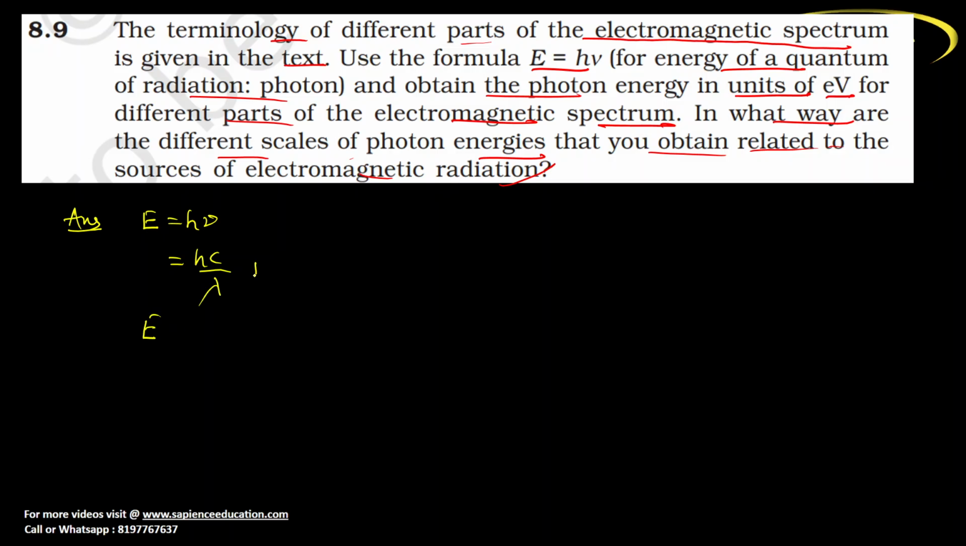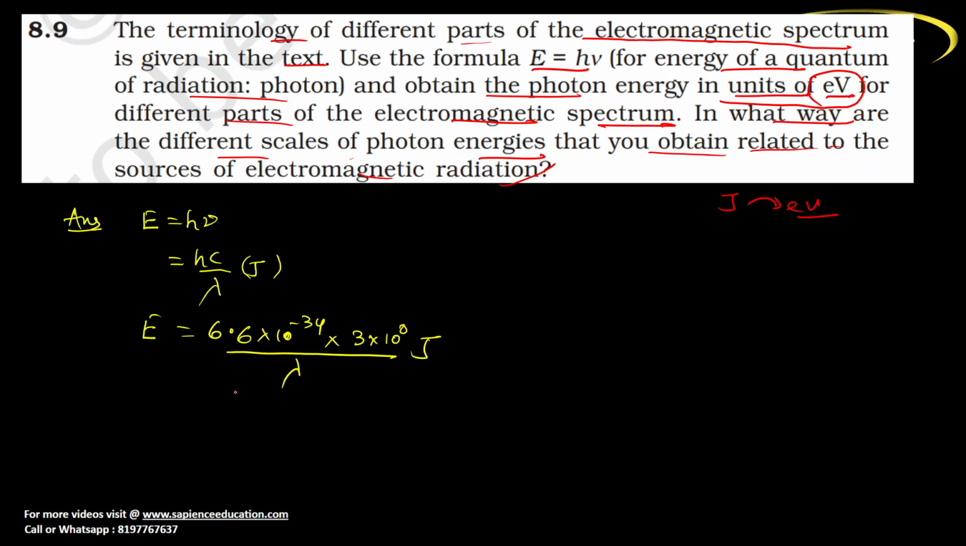So all these energies are in joule, right? The value of h, that is the Planck constant, you have to remember: 6.6 into 10 to the power minus 34, times the speed of light, 3 into 10 to the power 8 meter per second, divided by lambda, and this is in joule. But what they are asking in the question, if you read it properly, is the unit in electron volt. So to convert joule into electron volt, we have to divide it by the value of charge, that is 1.6 into 10 to the power minus 19.